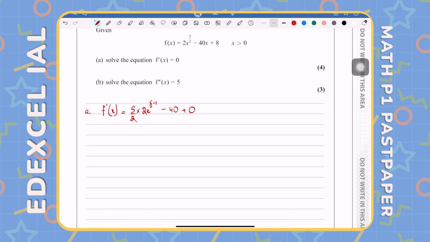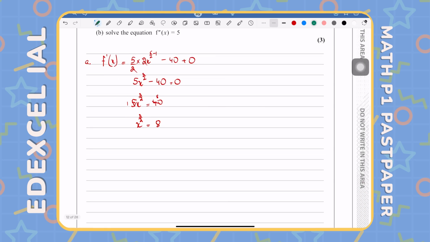So when you simplify this, the 2's cancel, and we have 5x raised to the power 3 upon 2 minus 40, and because the question says equals to 0, we also equate it to 0. So we have 5x raised to the power 3 upon 2 equals 40. Let's simplify. 5 ones are 5, 5 eights are 40. So we have x raised to the power 3 upon 2 equals 8.